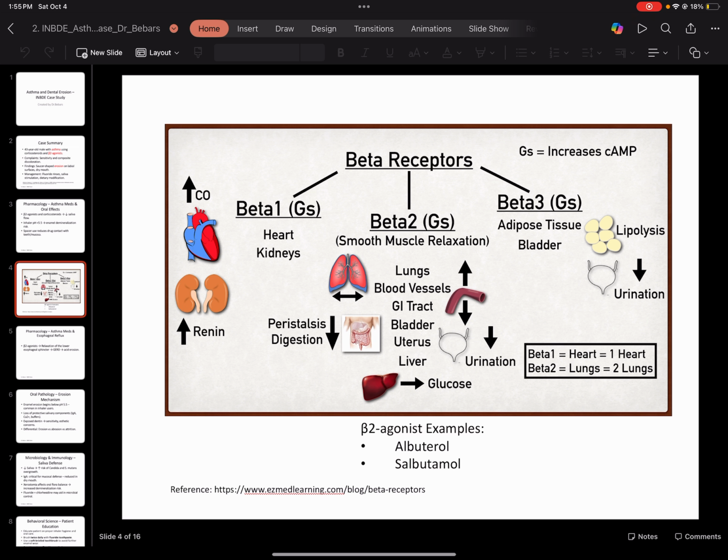Here, I found this picture on Easy Med Learning to memorize. We have beta receptors. Beta 1 is for heart because we have one heart, and beta 2 we can remember is on lungs because we have two lungs. And you can pause the video if you wanted to memorize the rest of receptors.